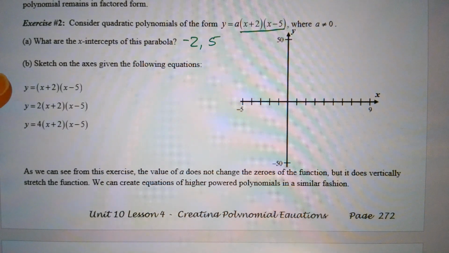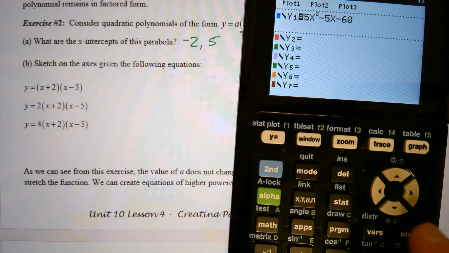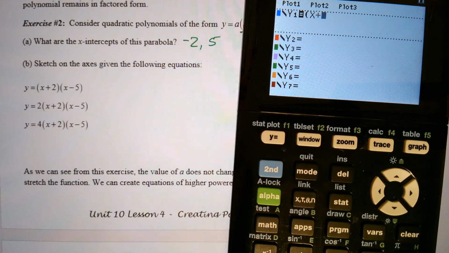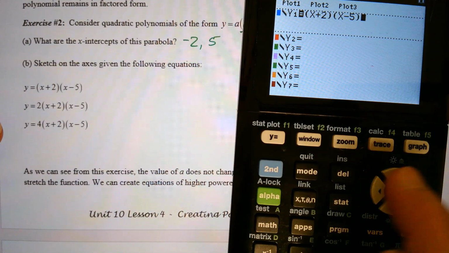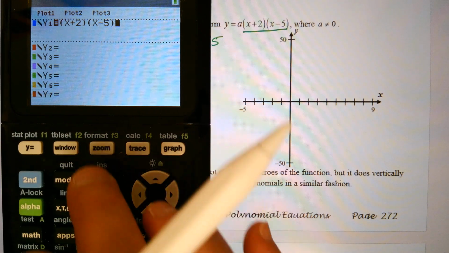Sketch on the axis given the following equation. Alright, so I'm going to color code these. So in blue, the first one, x plus 2 and x minus 5. And let me change our window to match this here.